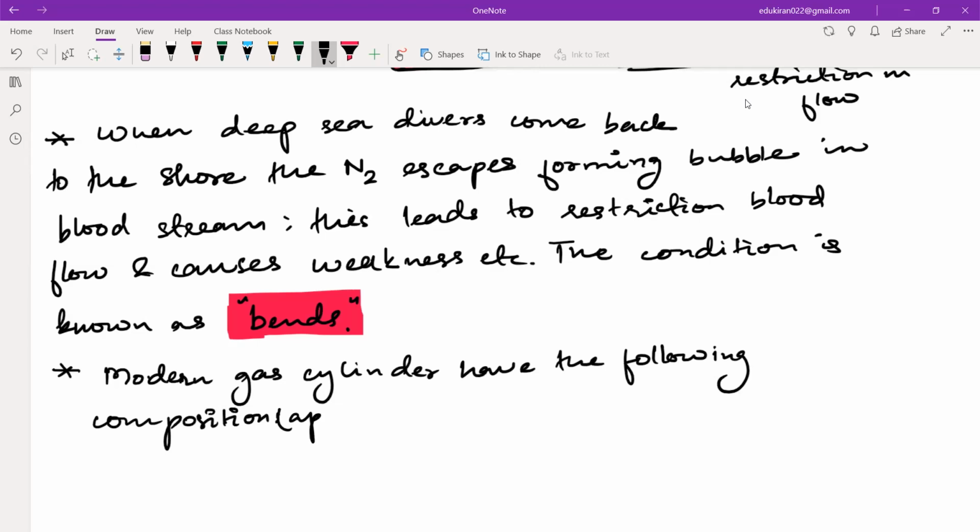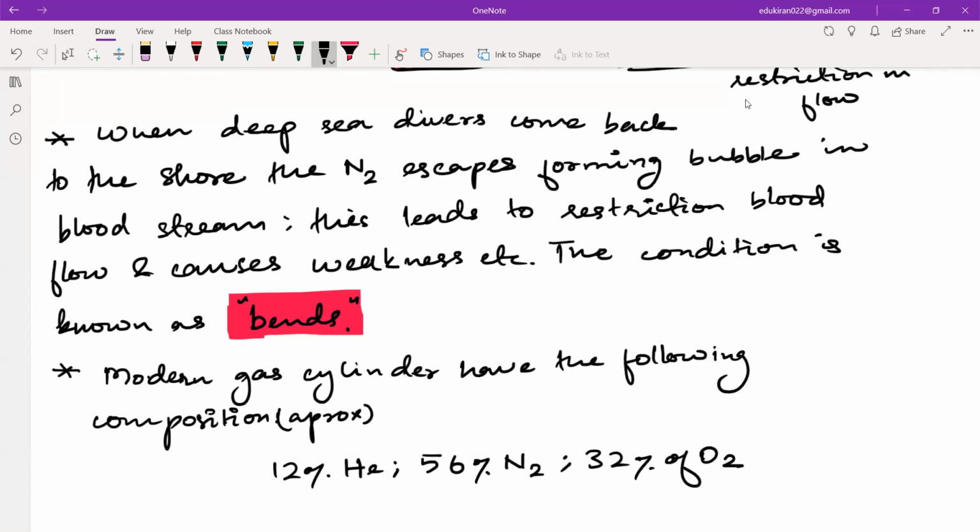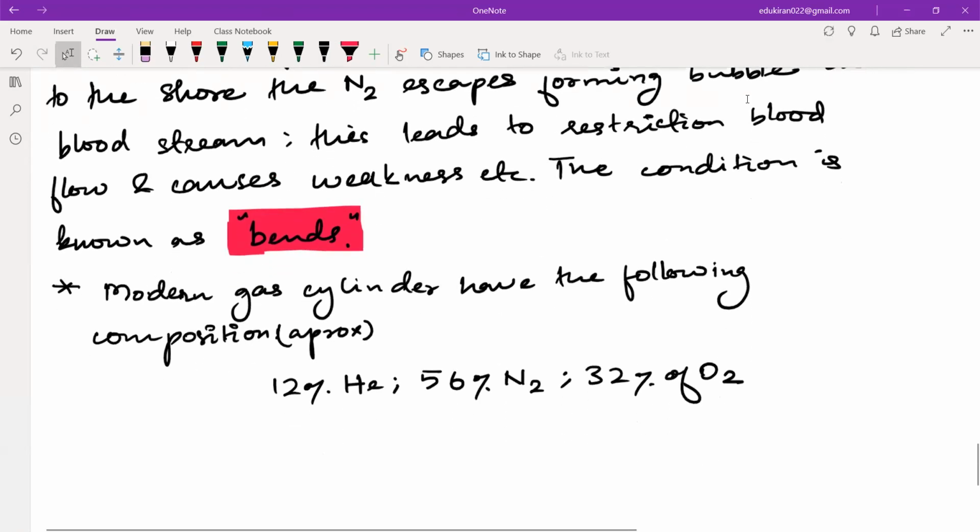Approximately, please remember this is approx. They have 12% of helium, 56% of N2, and 32% of oxygen. So we have seen that we have decreased the amount of nitrogen to a very large extent, and then we increased helium, and oxygen is almost the same as what? Atmosphere, right.